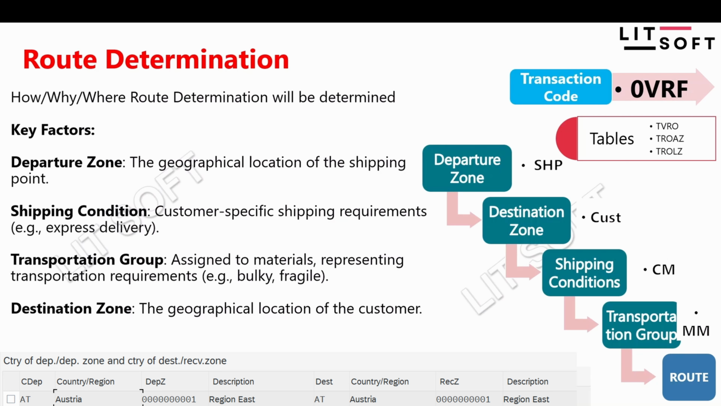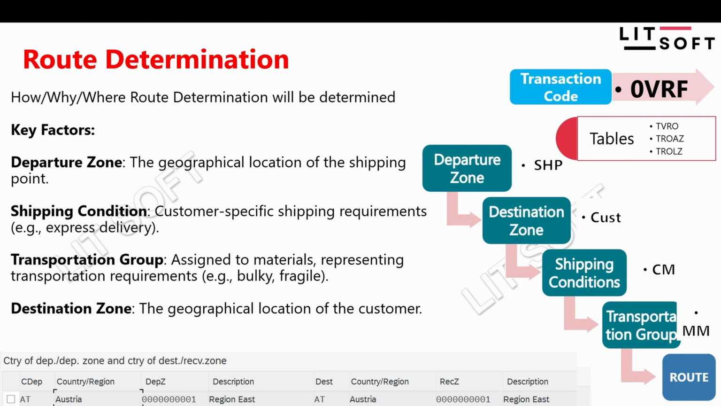Some tables, TVRO, TROAZ, and TROLZ. This is for sales level, LZ for the delivery level. Now, departure zone, destination zone, then shipping condition, transportation group. Departure zone is nothing but the shipping point, from where we are shipping the material, where your plant is. Then destination zone is the customer, the ship-to. Then shipping condition you have in the customer master like earlier. Then transportation group in the material master you will use. Then it will determine the route.